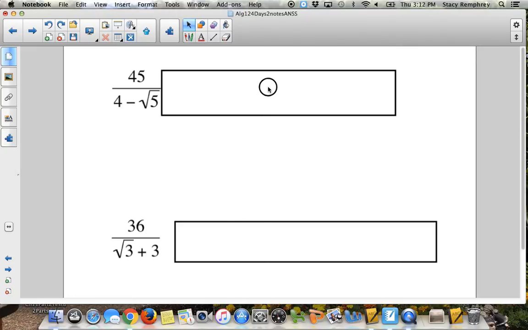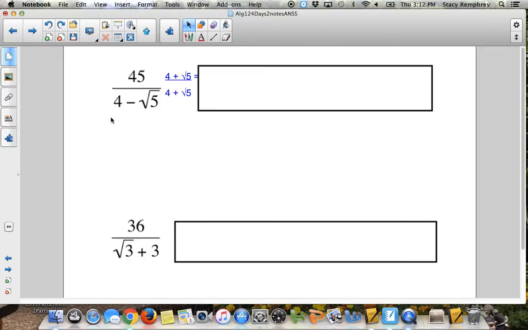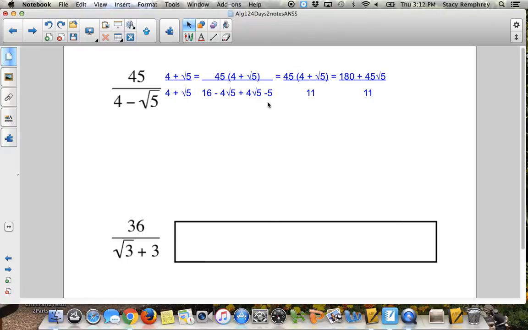So again, we are going to multiply it by the conjugate. So instead of 4 minus root 5, we're going to have 4 plus root 5. So you're going to multiply by the conjugate. Okay, and again, you can use your area model or whatever to multiply that out. 45 and 11 cannot simplify, so I just distributed the 45 through the numerator and left it over 11.